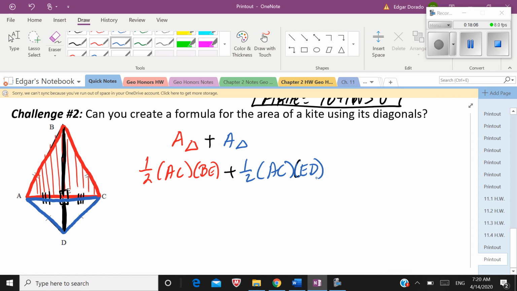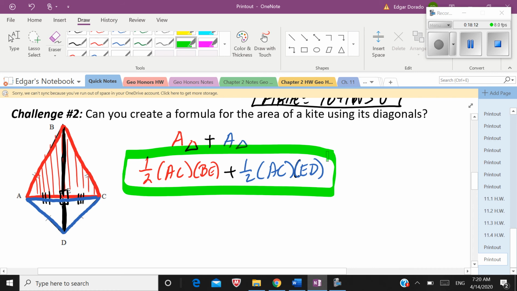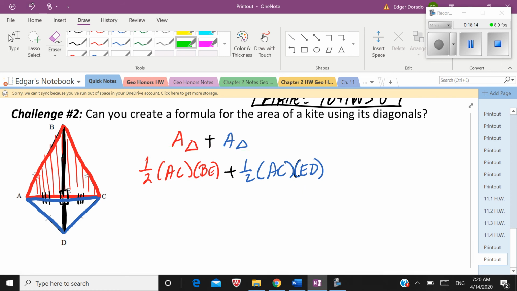Now, but what I want you to notice is this. Do you guys notice how these two things right here, look at both of those terms here. Isn't it true that they share a 1/2 times AC, and the only thing that's really different is a BE and an ED? So what am I going to do? I'm going to do a little bit of algebra here, guys. I'm going to pull out that 1/2 AC. So let me pull that out.